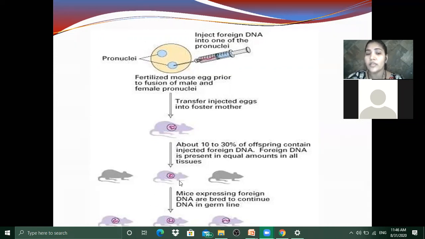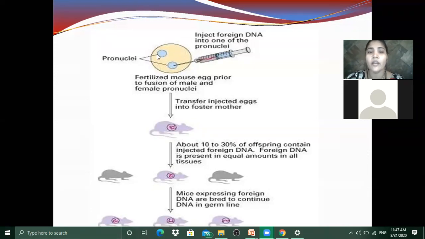But then you want to breed only the animals containing this transgene. So you will be interbreeding them, breeding them amongst themselves, or performing some breeding procedures which will give us all the mice having this transgene in their germline. Germline, in the sense, we generally call it the reproductive cell lines. Okay, so that is what it is.